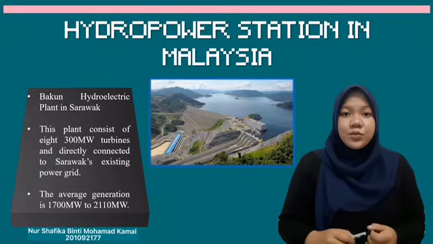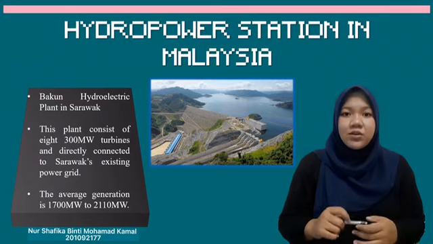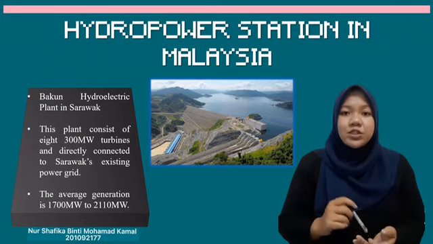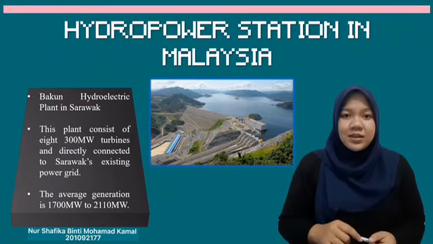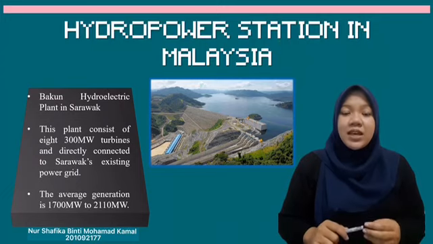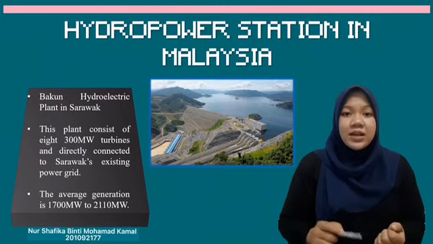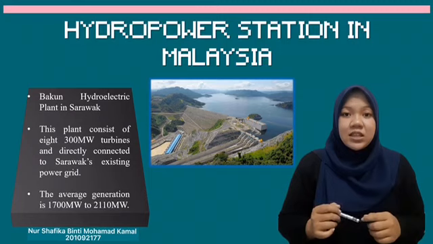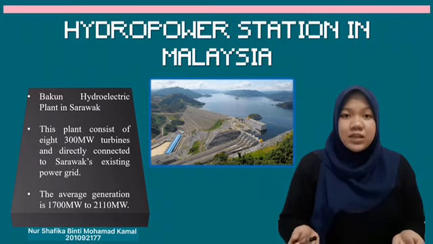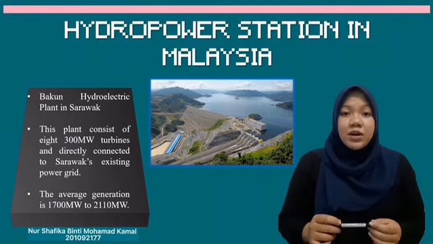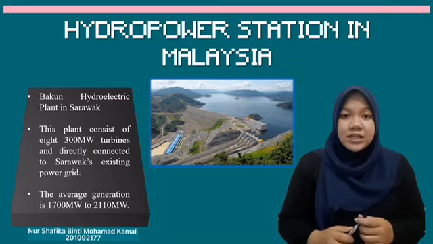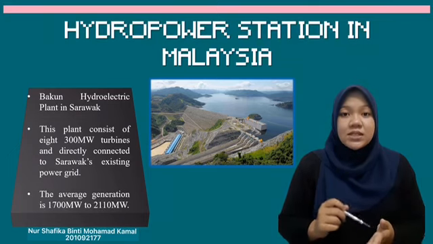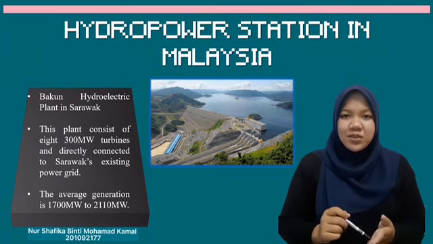Next, the largest hydropower station in Malaysia is Bakun Hydropower Station, which is also located in Sarawak. This plant consists of 830 megawatt turbines and is directly connected to Sarawak's existing power grid. The average generating power from this hydropower station is between 1,700 megawatt to 2,110 megawatt.